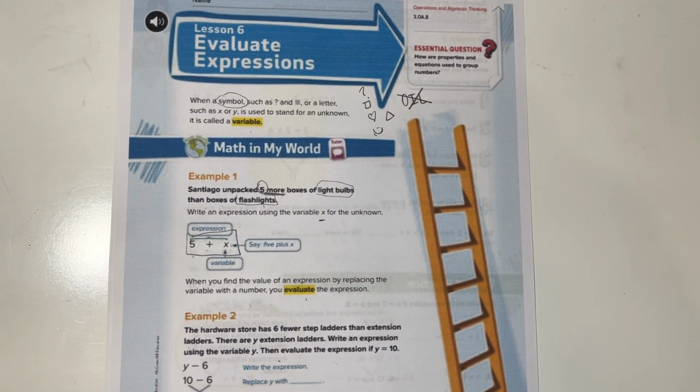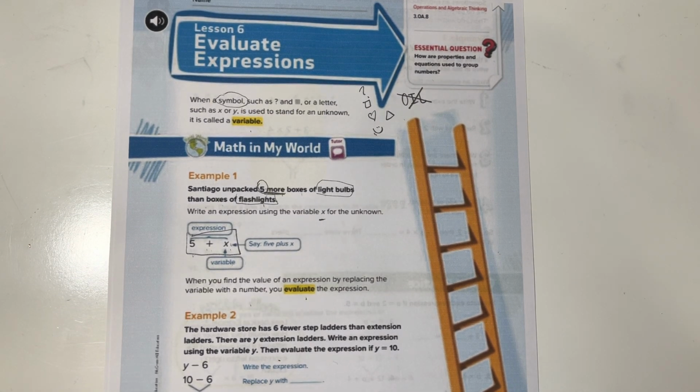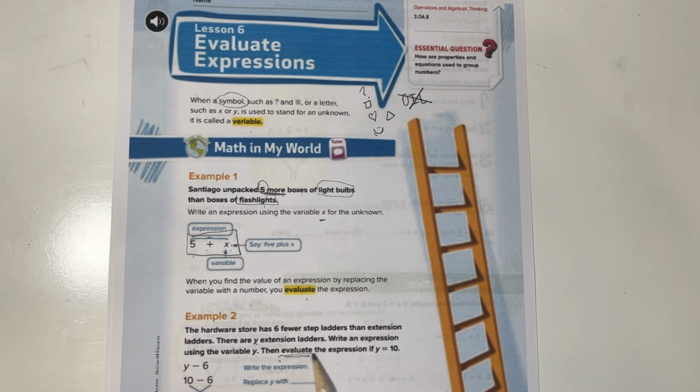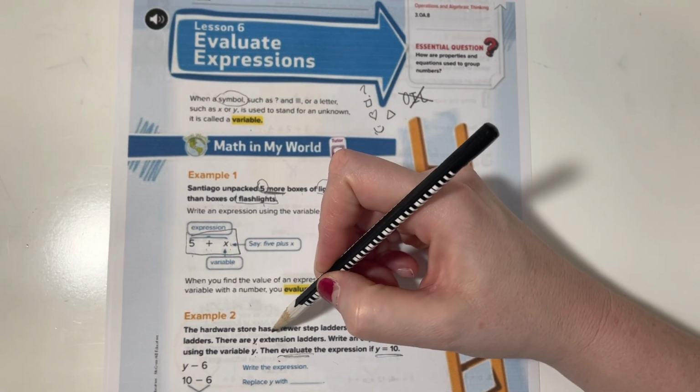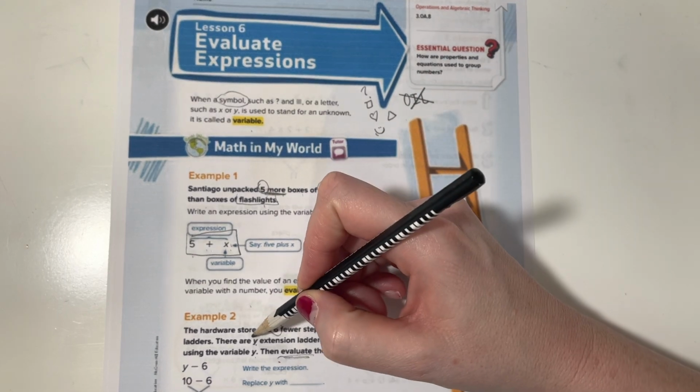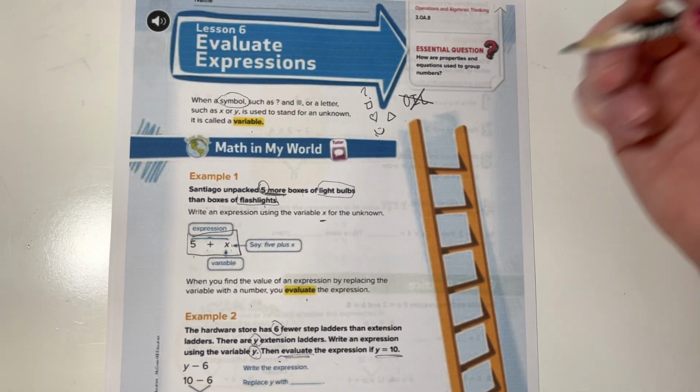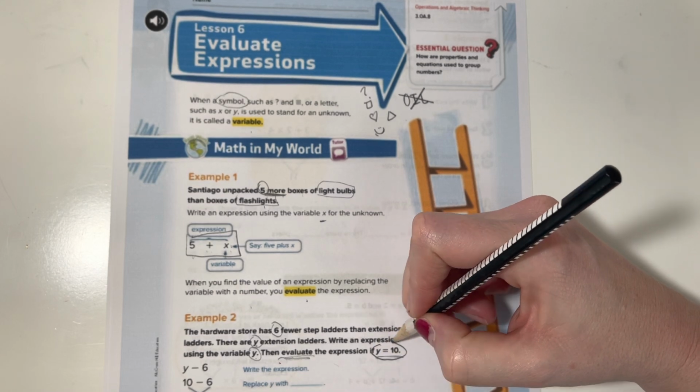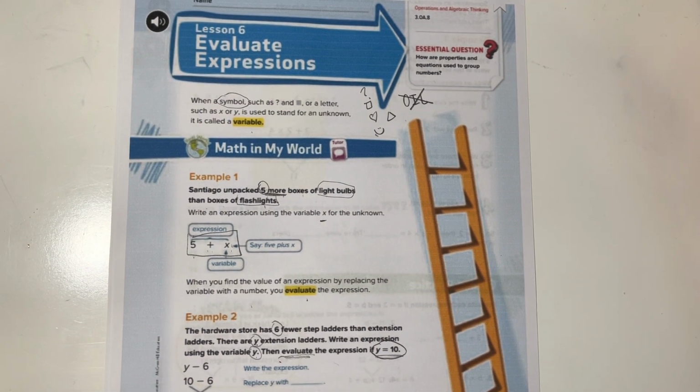So let's look down here at example number 2. The hardware store has 6 fewer step ladders than extension ladders. There are Y extension ladders, so it's not telling us how many extension ladders there are. They're using a variable Y, and they want us to write an expression using the variable Y. Then evaluate or solve the expression if Y equals 10. So now they're telling us what Y equals. So let's just go through this. We know there's going to be the number 6. We're going to circle the Y because Y is important. It's not a number, but it has a value, right? There's our Y. And we're going to write an expression.